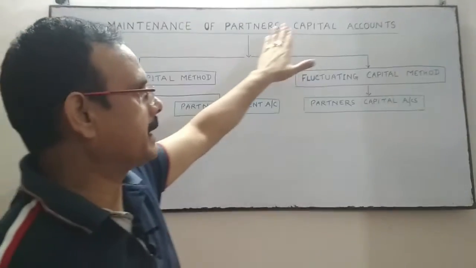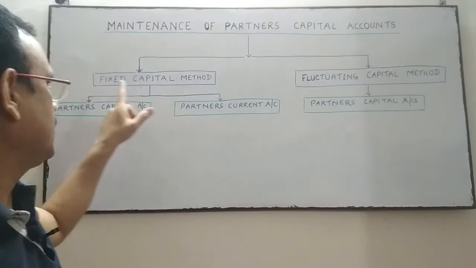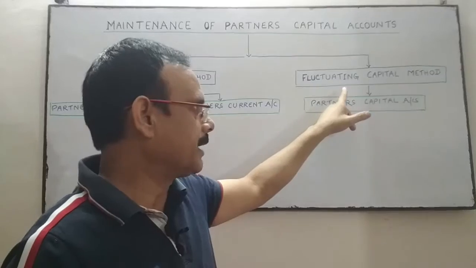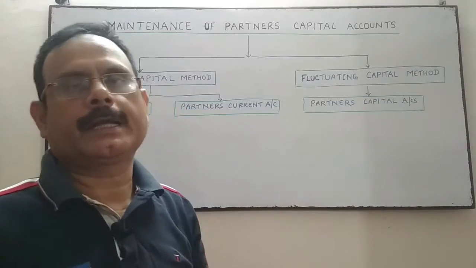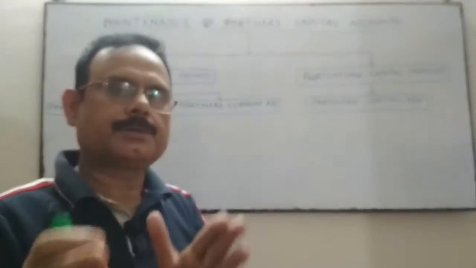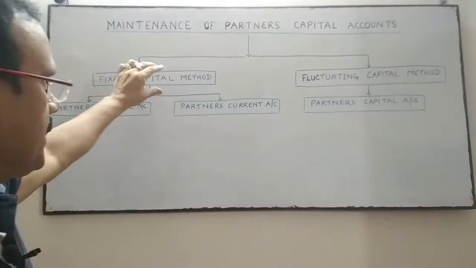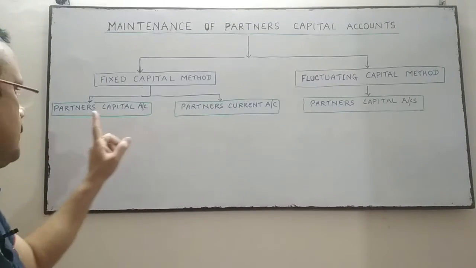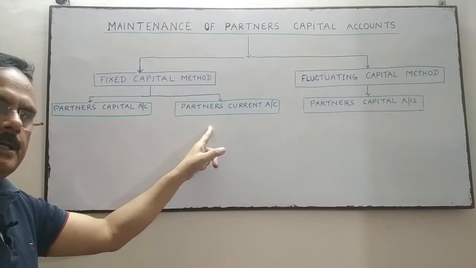Maintenance of partners capital account. There are two bases of maintaining partners capital account. One is the fixed capital method and another is called the fluctuating capital method. So there are two ways to maintain the capital. Under the fixed capital method, two accounts will be operated: one is partners capital account, another is partners current account.